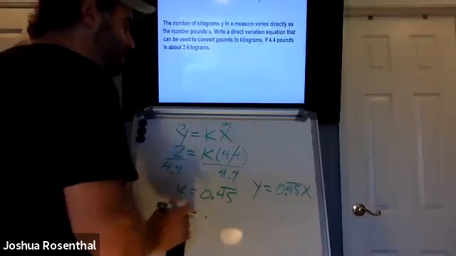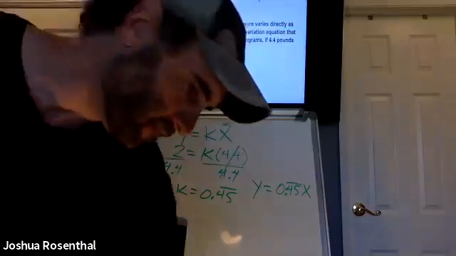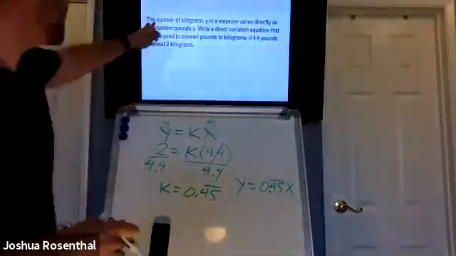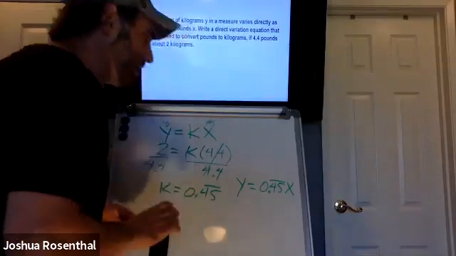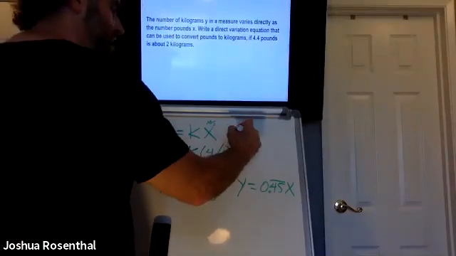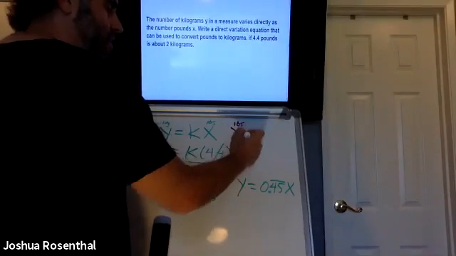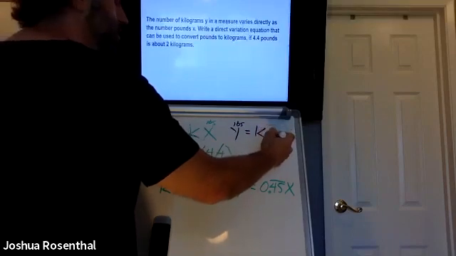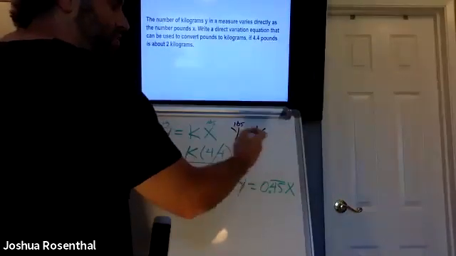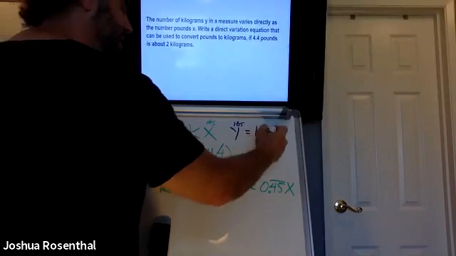Mr. Rosenthal? Yes. But aren't there 2.2 pounds in 1 kilogram? So if you have 1 kilogram. Okay, so then you're solving a different one. So I'm going to do that in a different color. Now, how would I change the problem? The number of pounds, Y, if that's pounds, varies directly as the number of kilograms, which is also true. If it's proportional one way, then it's proportional the other way.